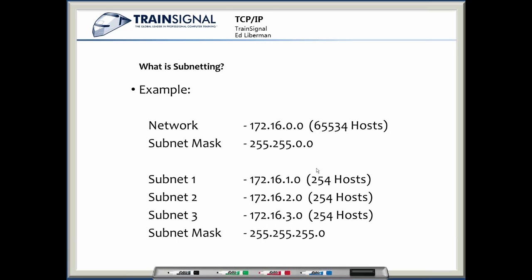We can take that Class B range of 172.16, which had 255.255.0.0, and change the subnet mask to 255.255.255.0. Okay, so we draw our line here and make it so that we have three different subnets in the example here of 172.16.1, .2, and .3. And each one of those individual subnets has 254 hosts. Okay, a much more manageable number.